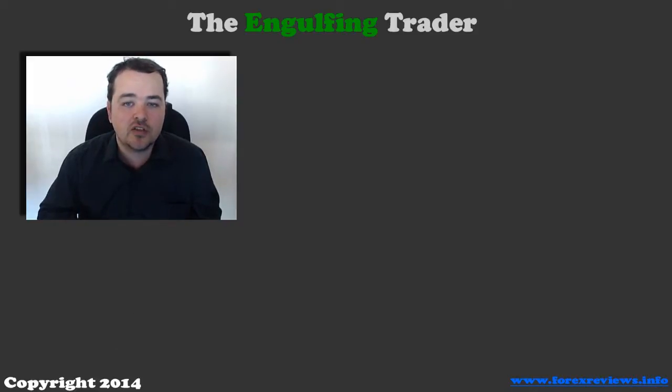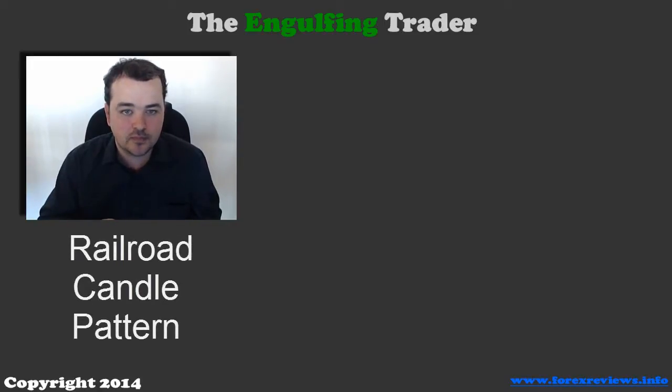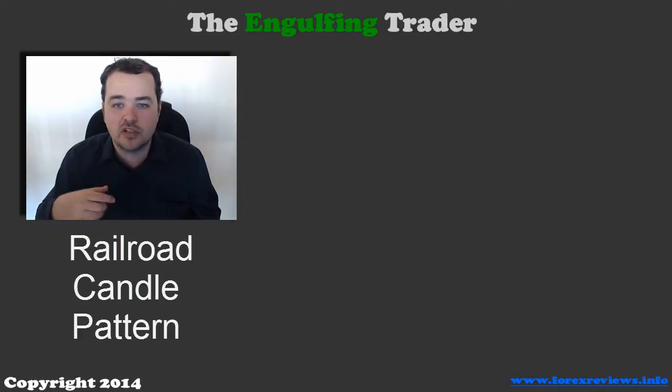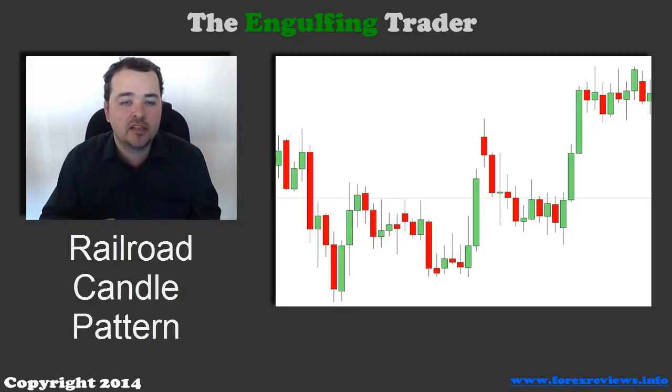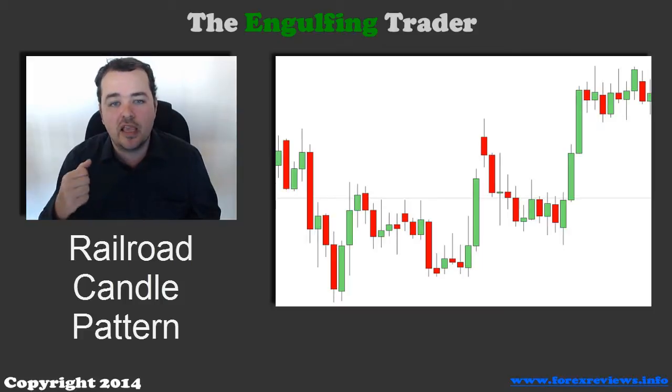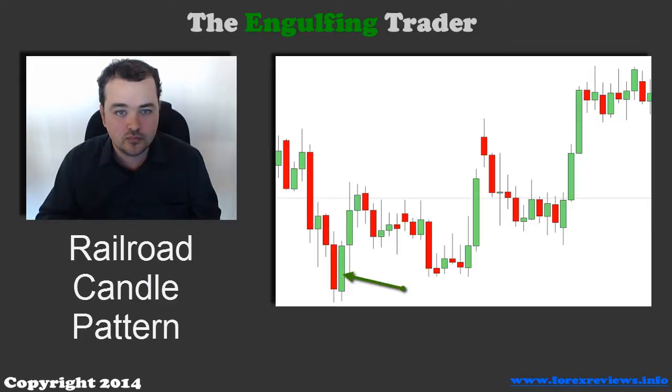The second type of candle that is important is a pattern called the railroad pattern. It's usually where you get a significant bearish move or a significant bullish move, and at the top of that significant bullish move, with a series of candles, you get a candle that is equal to or a little bit less than the previous candle. And this is often called the railroad candle signal. It's a very powerful reversal signal in the Forex market. Here's an example of it on the chart.